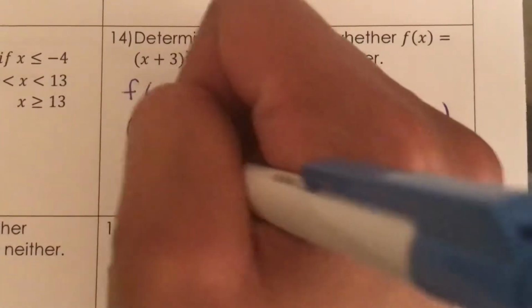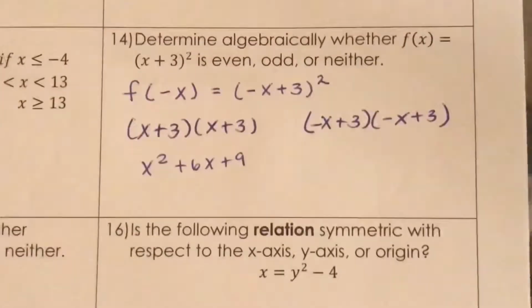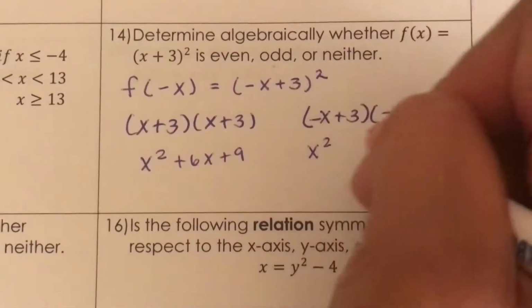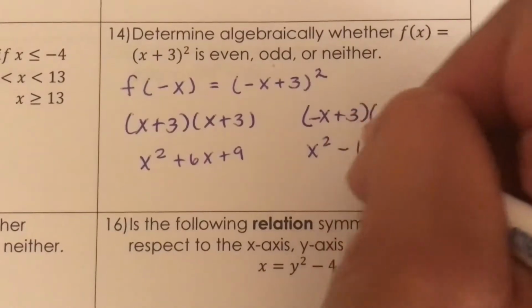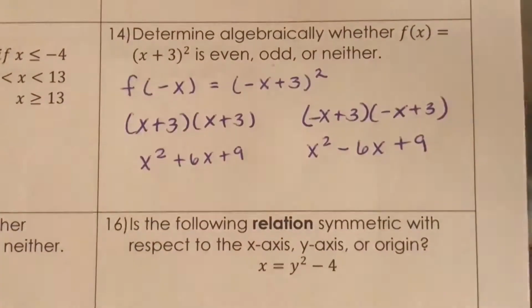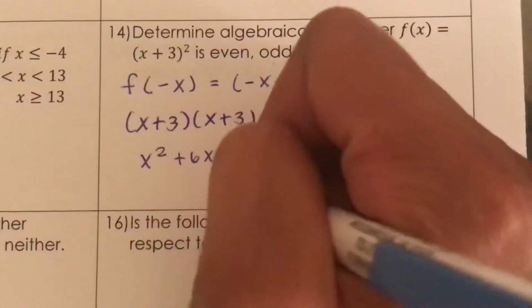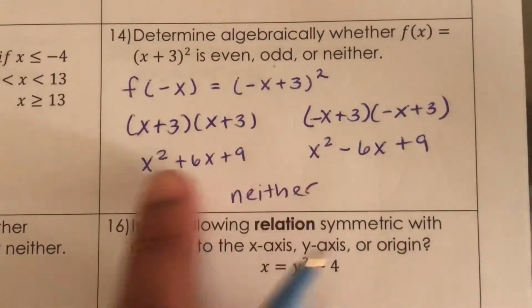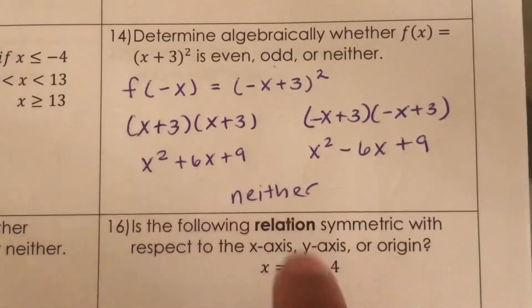In this case, I get x squared plus 6x plus 9. And in this case, I get x squared minus 6x plus 9. So it is neither, because all my signs didn't change, and then all of them also didn't stay the same.